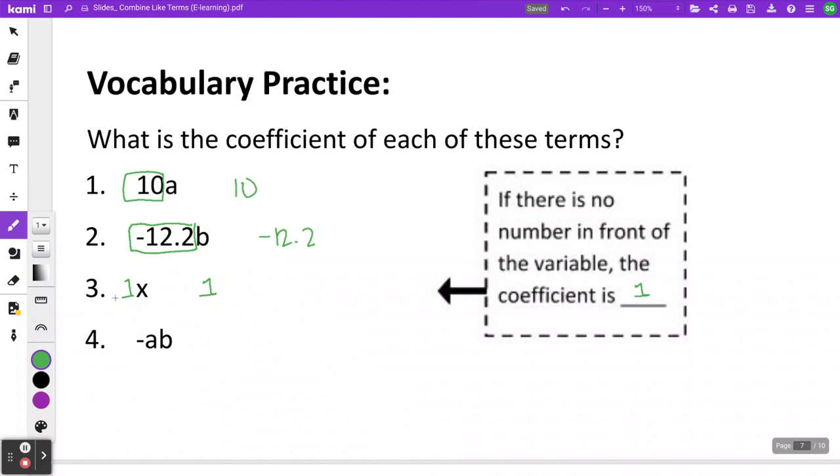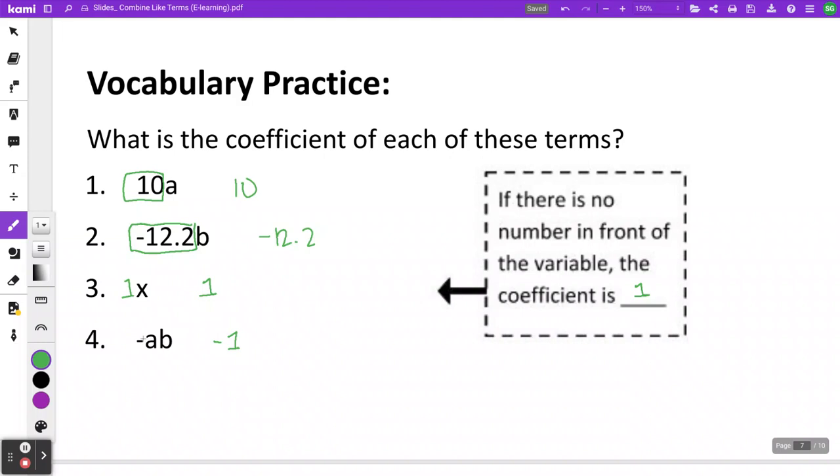It can help a lot of people as we're first starting doing this. If you're new to this, it can help to write in that 1 when you see a variable without a number in front. And so knowing that can help us with number 4. Number 4, I also don't see a number in front of that term. This right here, our coefficient, it's similar, except this one would be -1.